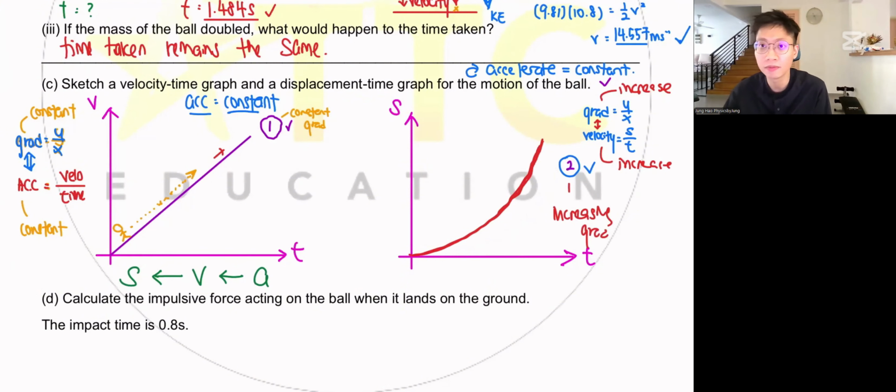Okay, can I see a raise of hands? How many of you think that your school teacher is very picky, very demanding, very strict, so when he or she marks your paper, they'll be very strict? Anybody here feel like your school teacher is very strict?